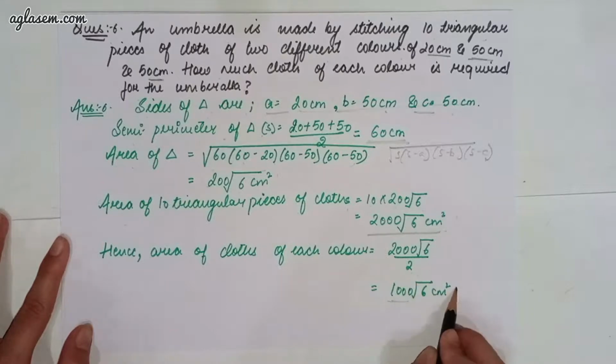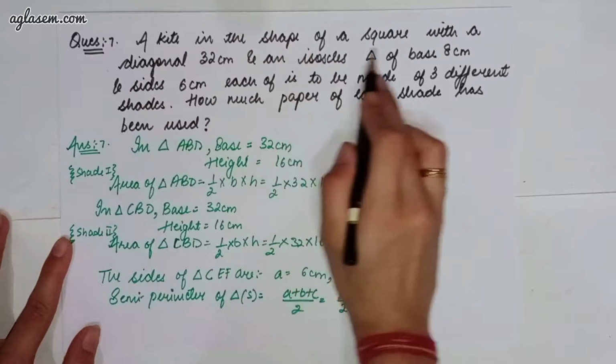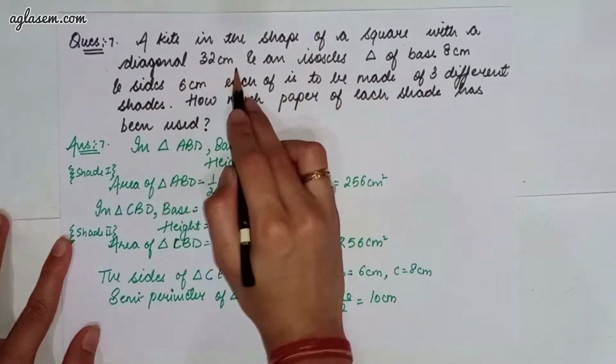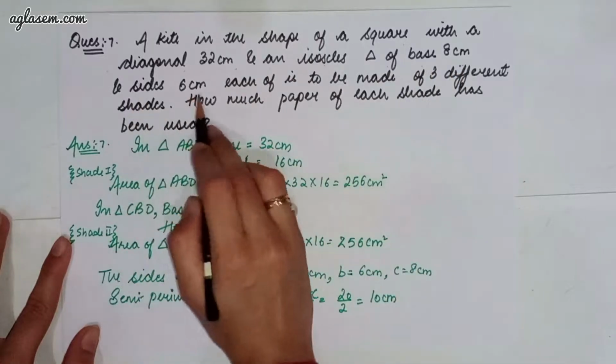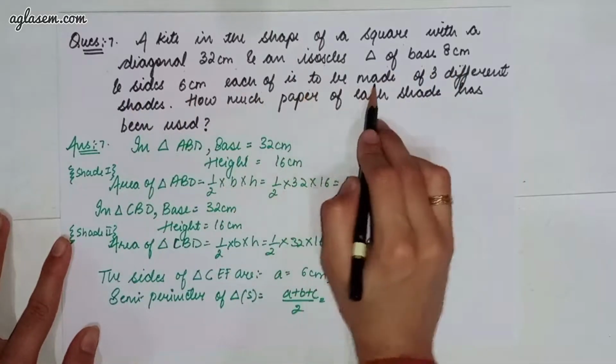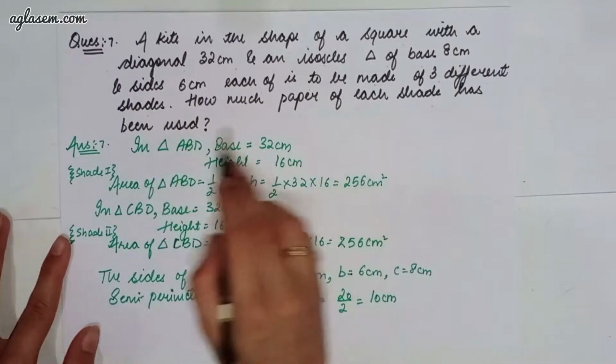Moving to our 7th question, which says a kite in the shape of a square with a diagonal 32 centimeter and an isosceles triangle of base 8 centimeter and side 6 centimeter each is to be made of 3 different shades. How much paper of each shade has been used?